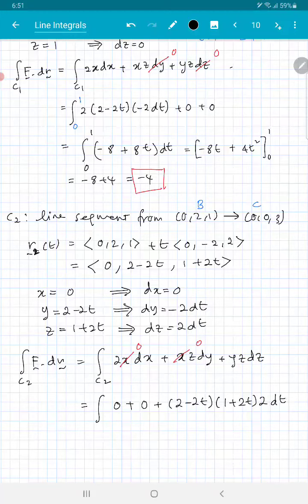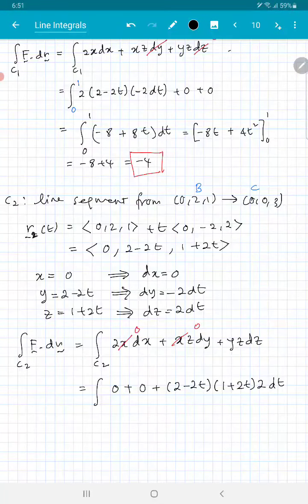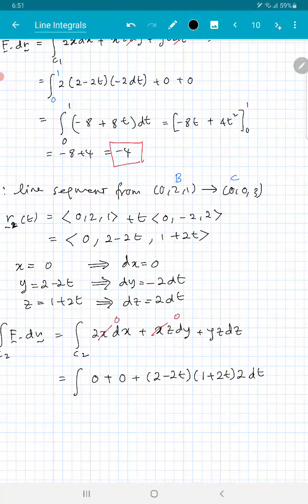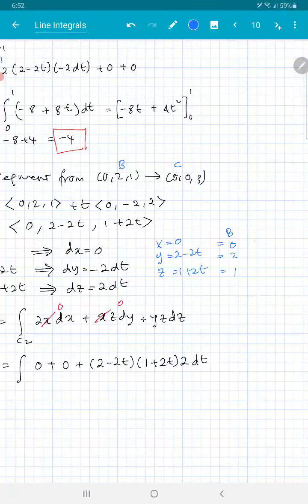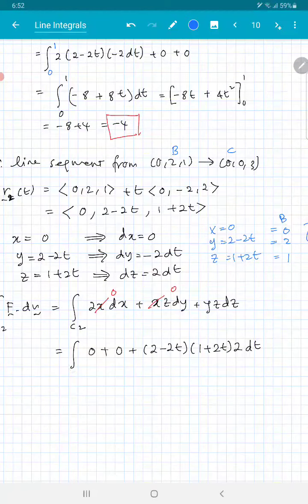Alright, now let's get the value of t at the two points B and C. Okay, at point 0, 2, 1. Excuse me, let me write this again. We have x is 0, y is 2 minus 2t, z is 1 plus 2t, and at point B, x is 0, the y coordinate is 2, the z coordinate is 1. So from here you can see that the value of t is 0. So the lower limit for t here is 0.